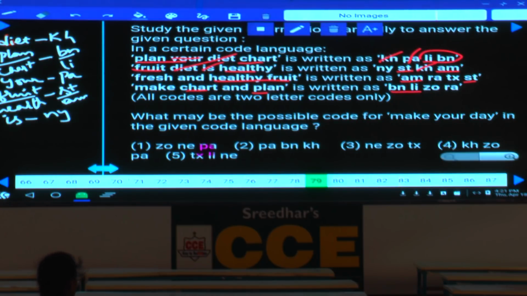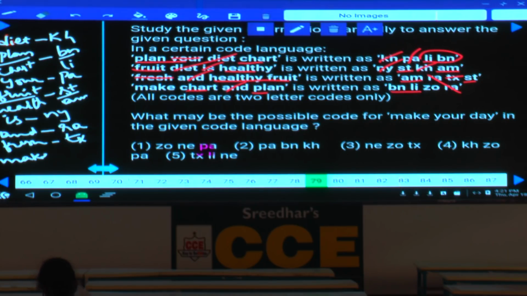word each is NY. Then if you compare the third and the fourth, fresh and and is common between these two, and tell me what is the code which is common here. And is common and RA is common, hence the code to the word and is RA. Then the word which is left over is fresh, and the code which is left over in this one is TX, and the code to the word fresh is TX. And similarly here, make is the word left over, and the code which is left over is ZO, and the code to the word make is ZO. Done with this? And these are the words and their corresponding codes.